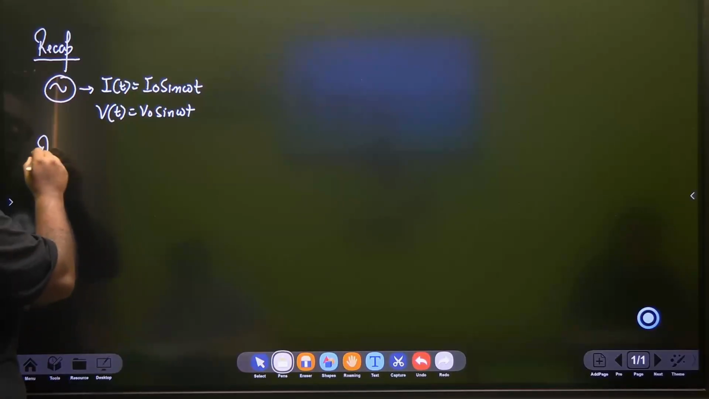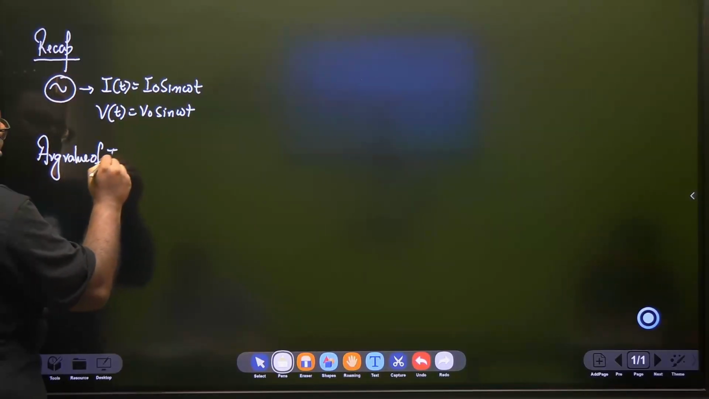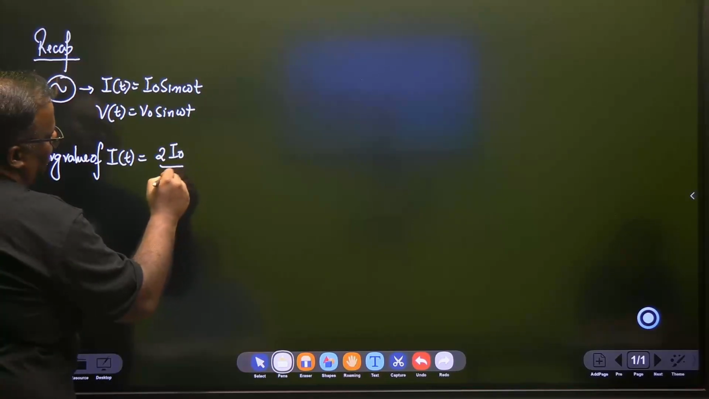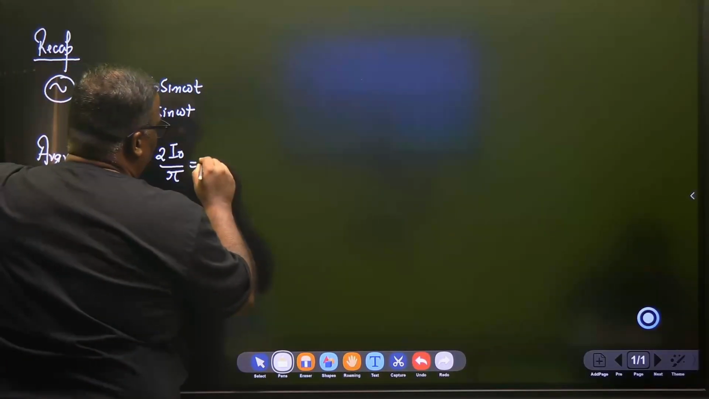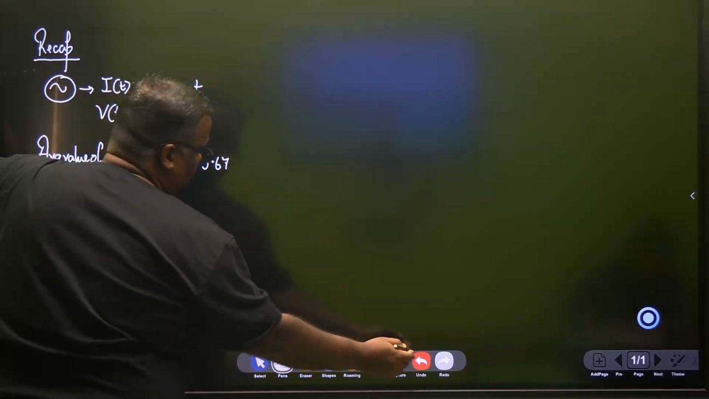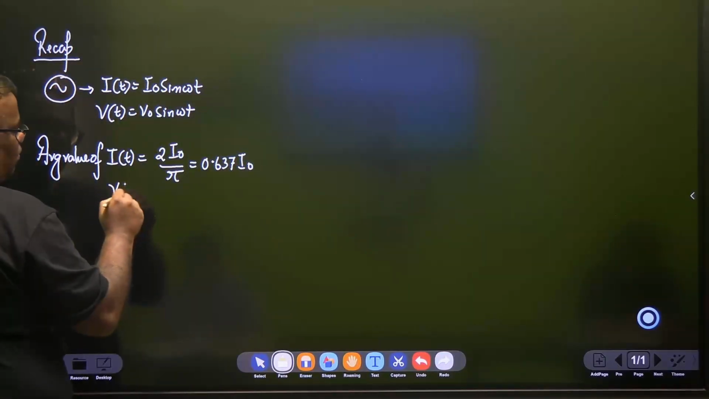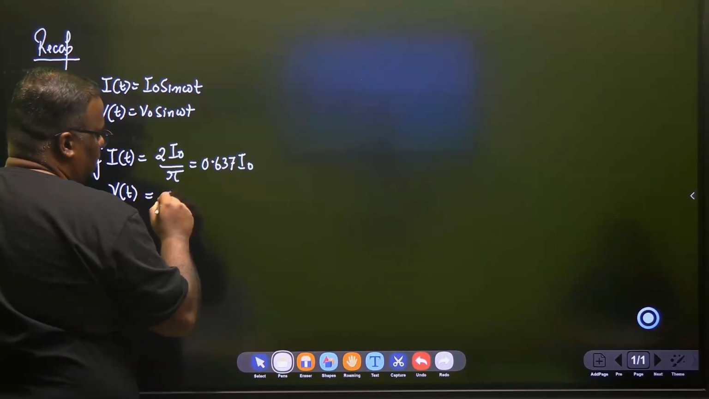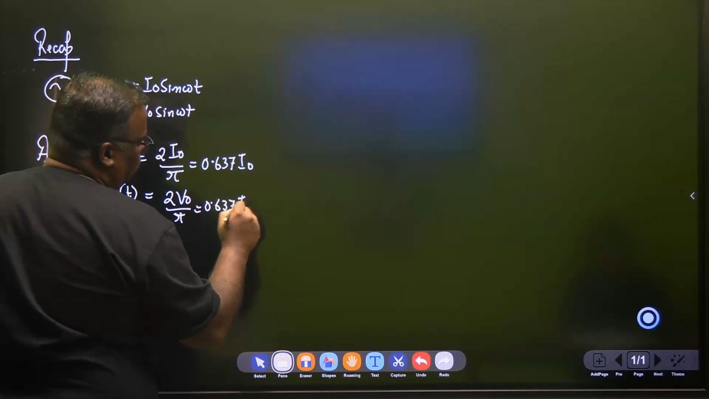Then we also learned about something called average value. Average value of I at t is given by 2 I naught by pi, which comes to 0.637 I naught. And similarly, the average value of V at t, which we will say as V average, is given by 2 V naught divided by pi, which is 0.637 V naught. These two things we have studied.